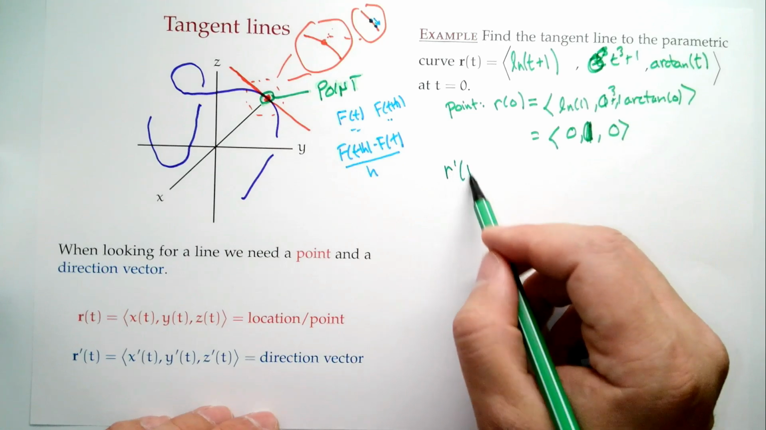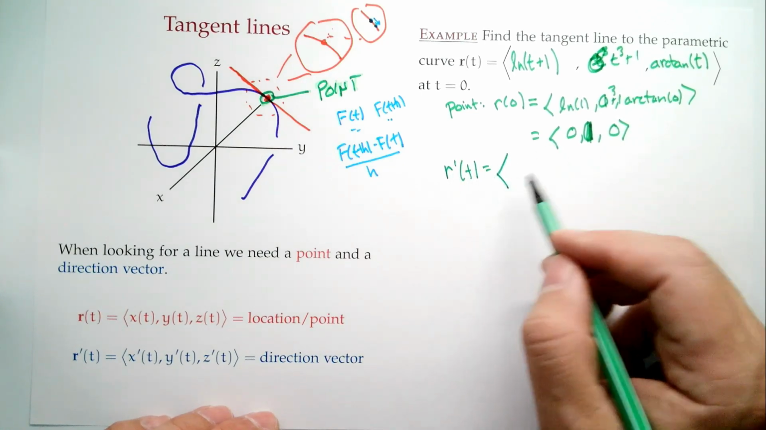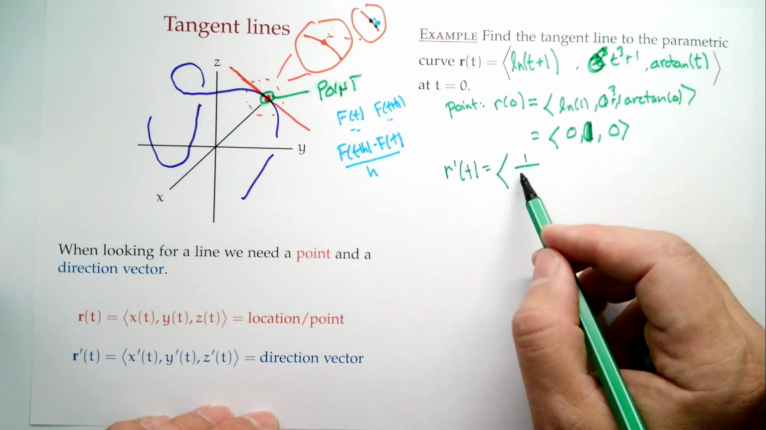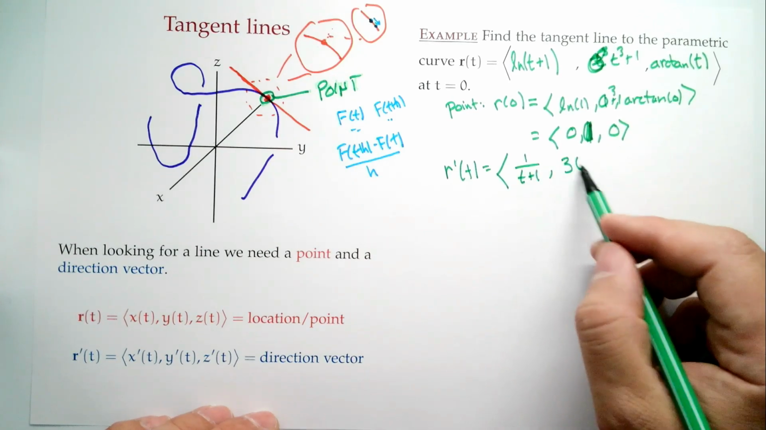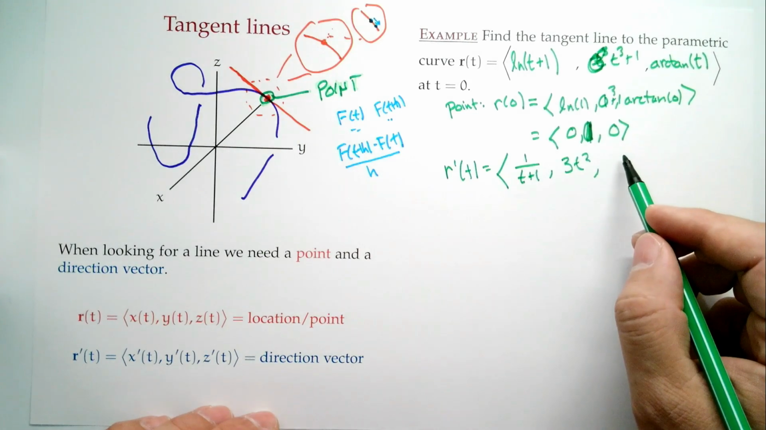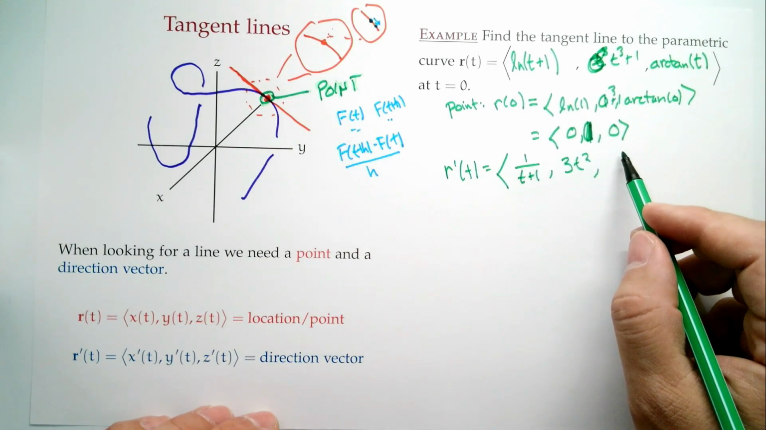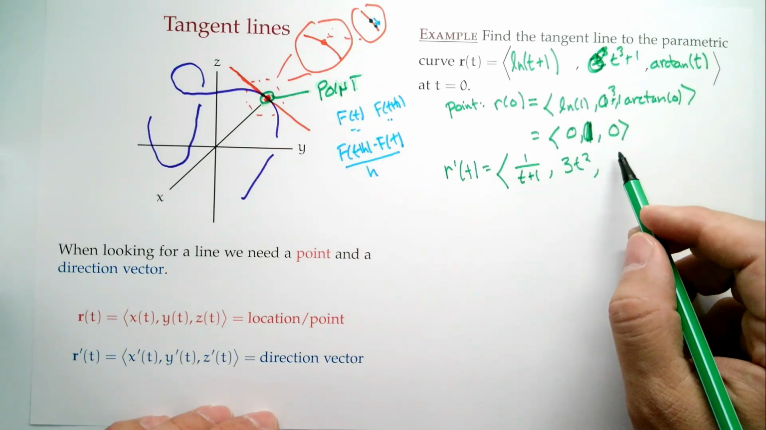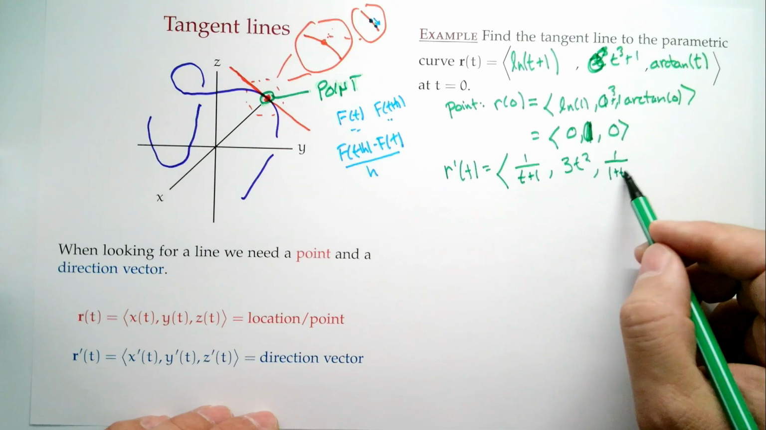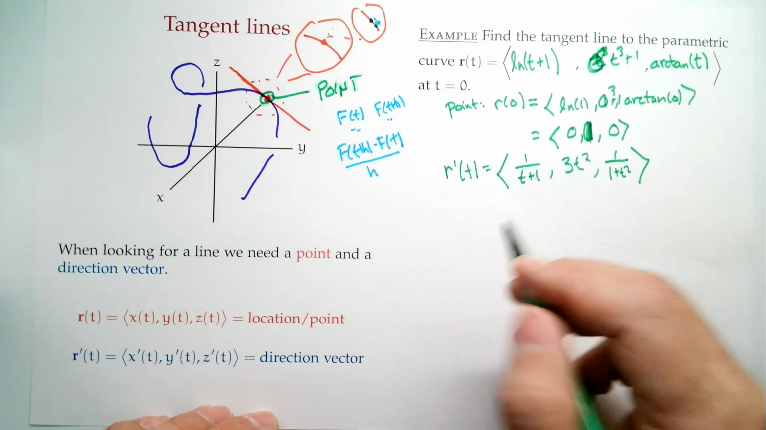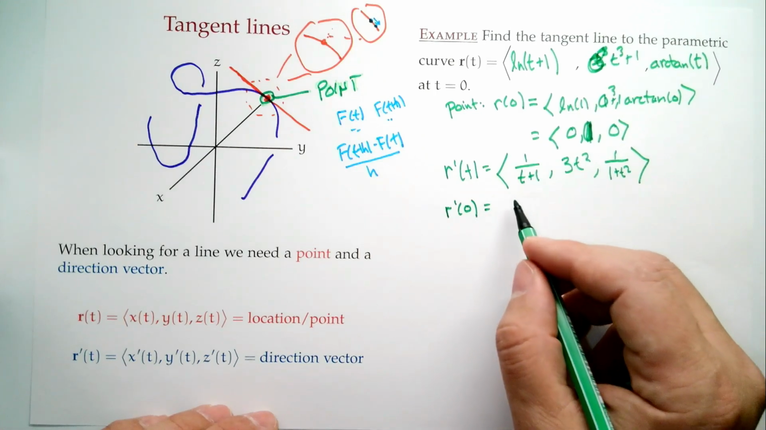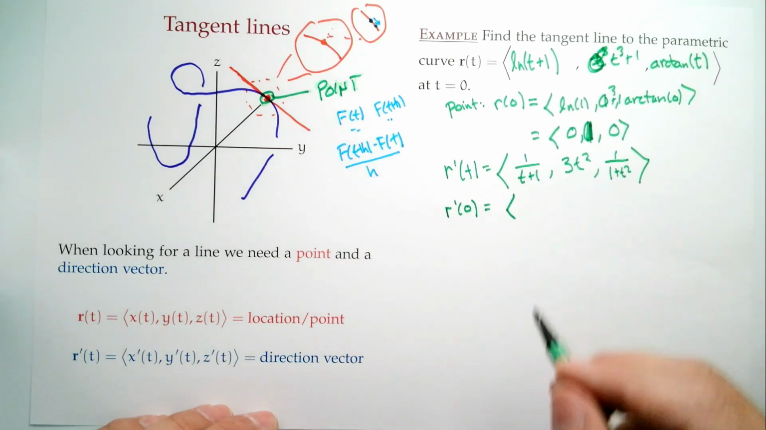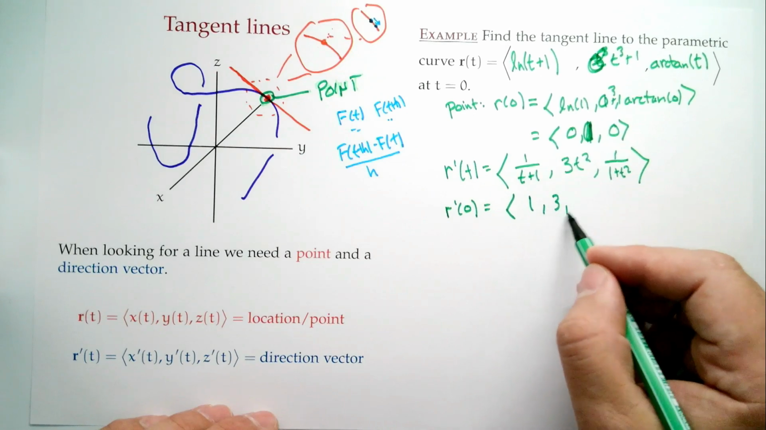Take the derivative, r prime of t. Derivative of log of t plus 1: 1 over t plus 1. Derivative of t cubed plus 1: 3t squared. Derivative of arctangent of t: 1 over 1 plus t squared. All right, I was worried about you. This generation, what's happened if you don't know the derivative of arctangent? All right. Plug in 0. You'll get 1, 3, 1.